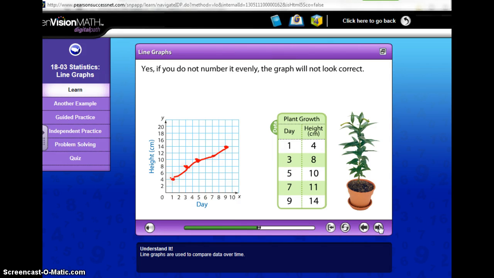That's right. If you don't number it evenly, your graph is not going to turn out. You're not going to see the change that you need to. You have to have perfect intervals, whether it's by 1s, 2s, 5s, 10s, whatever it may be.